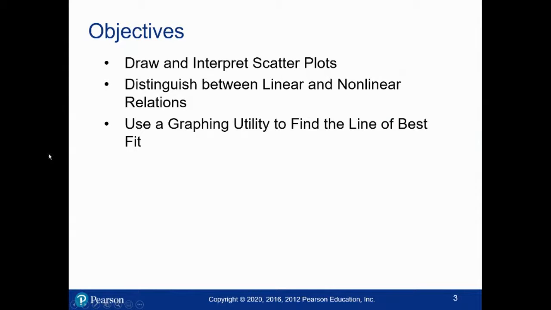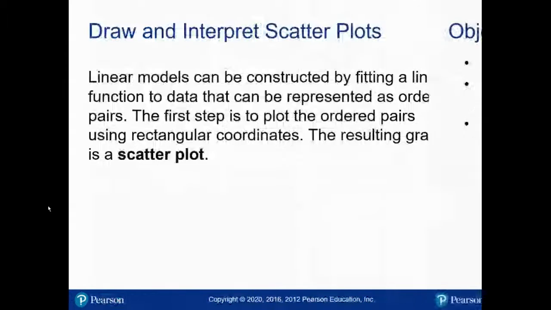So we need to be able to draw and interpret scatter plots. If I have a chart, can I turn it into a scatter plot? If I'm looking at a scatter plot, what data does that represent? Can we distinguish between linear and nonlinear relations? I mean, if I'm staring at a scatter plot, is a linear model really the best choice compared to other things that we'll learn later? And can we find a graphing utility to find what's called the line of best fit? So we'll get into this towards the end of this section.